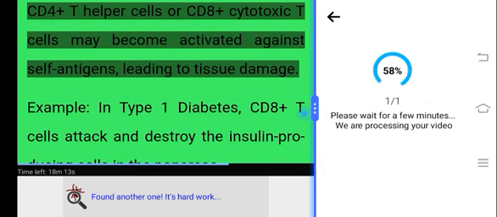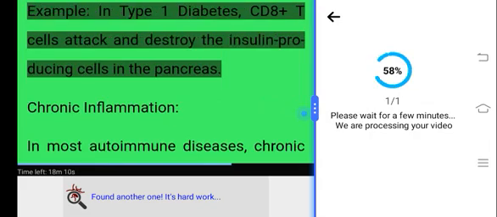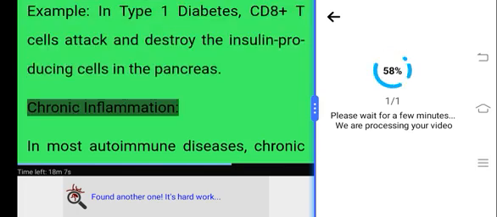T-cell-mediated responses. CD4 plus T helper cells or CD8 plus cytotoxic T cells may become activated against self-antigens, leading to tissue damage. Example: in type 1 diabetes, CD8 plus T cells attack and destroy the insulin-producing cells in the pancreas. Chronic inflammation.